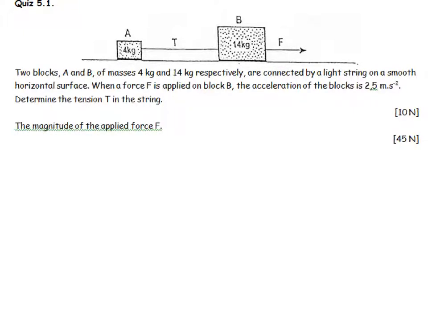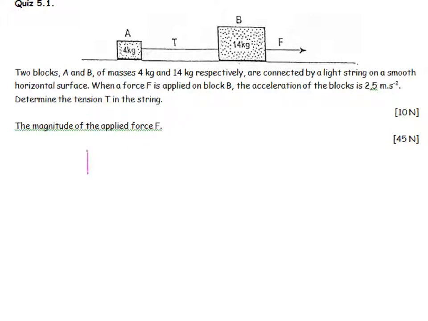Two blocks A and B of mass 4 kilograms and 14 kilograms respectively are connected by a light string, so I don't have to worry about the mass of the string, on a smooth horizontal surface, so I don't have to worry about friction, when a force F is applied on block B. The acceleration of the blocks is 2.5 meters per second squared. Determine the tension and the magnitude of F.